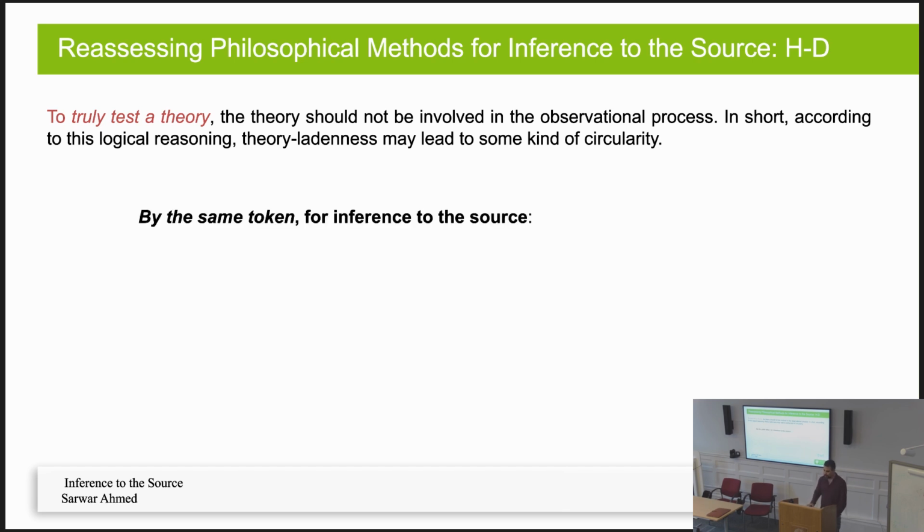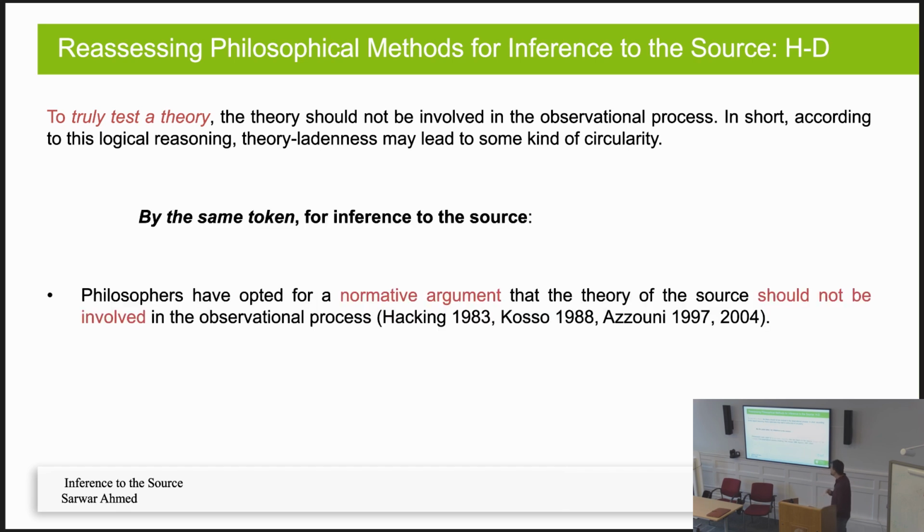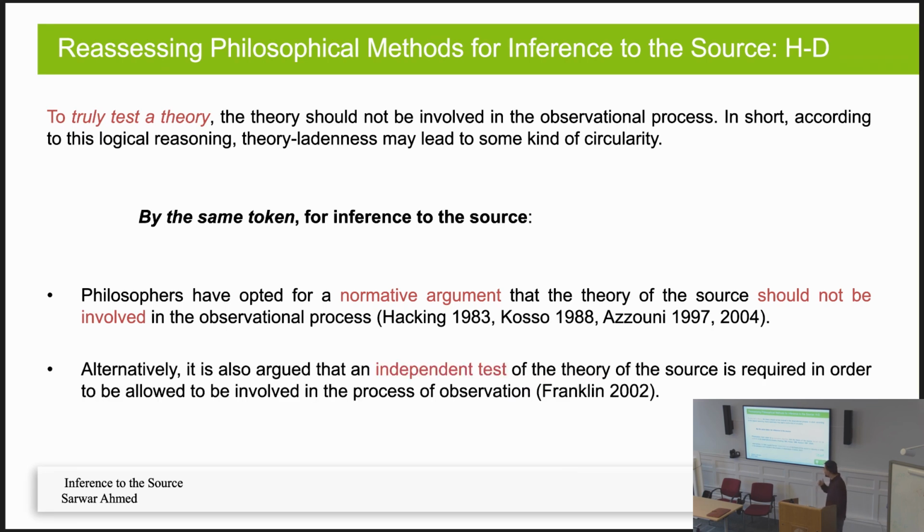And I think by the same token, philosophers have opted for a kind of normative argument for the theory of the source. And they argued that the theory of the source should not be involved in the observational process. Examples are Ian Hacking, Peter Kosso, Jody Azzouni. And more relaxedly, Allan Franklin has argued that an independent test of the theory of the source is required if it's allowed to be involved in the observational process.